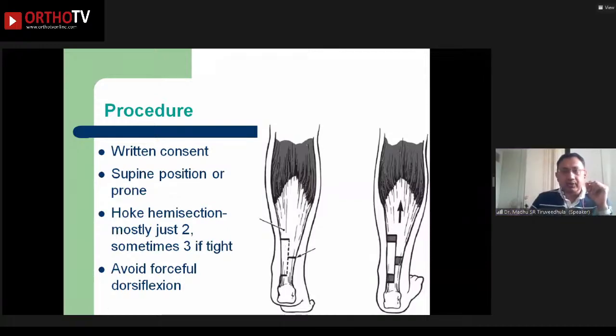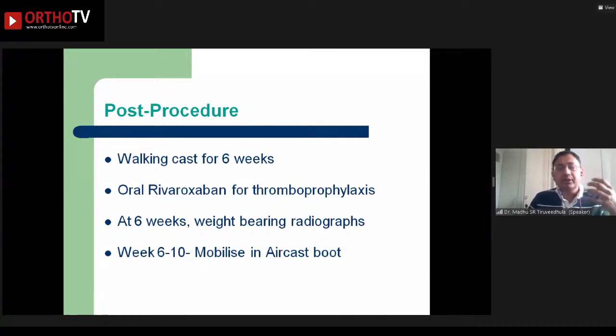But the most important thing is we avoid pushing the whole foot into dorsiflexion. We just do the simple cuts and apply a total contact cast straight away and let the patient walk. When the patient walks, the tendo Achilles lengthens to the optimal position and stabilizes accordingly. So we don't force the foot into dorsiflexion. Our post-procedure protocol is a walking plaster cast for 6 weeks. We give thromboprophylaxis to prevent the risk of deep venous thrombosis. And we do weight-bearing radiographs at 6 weeks and compare the angles we just described. After 6 weeks, they come out of the plaster cast and go into a walking boot.